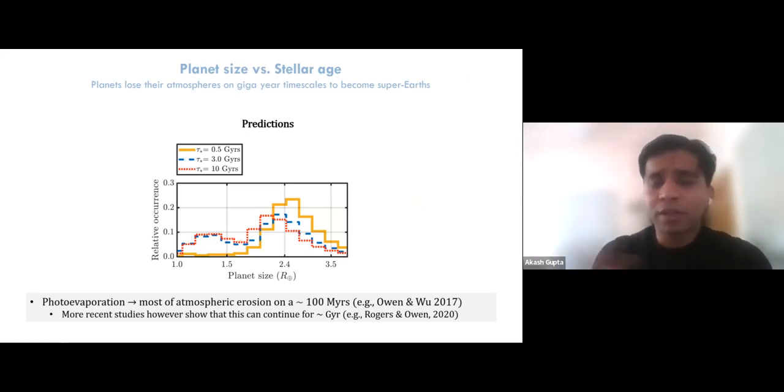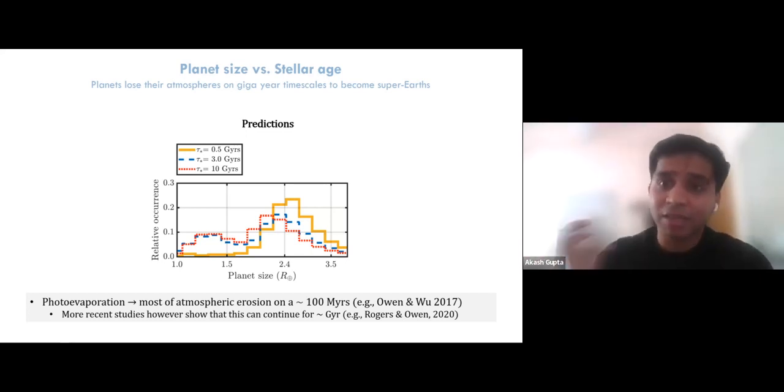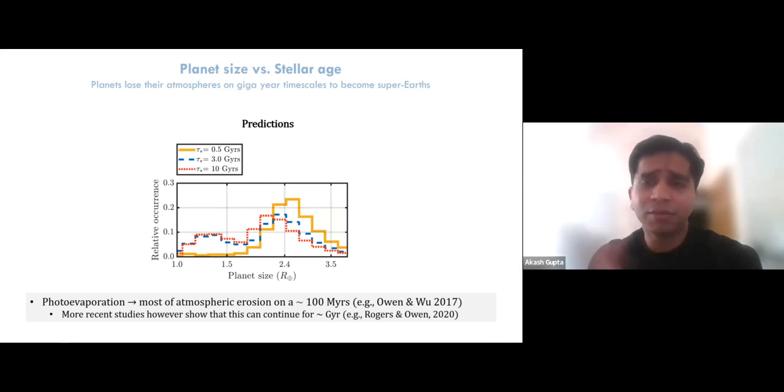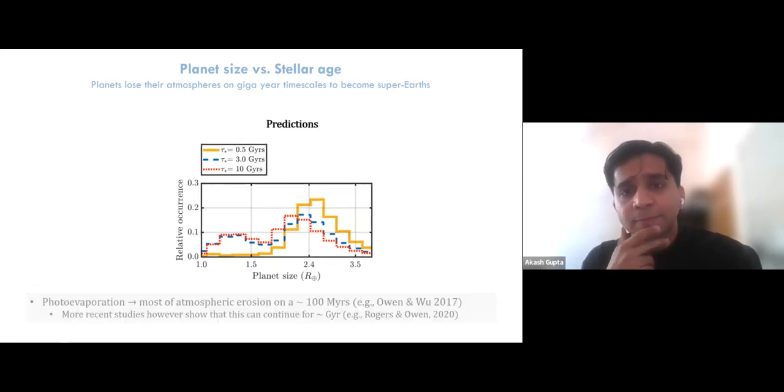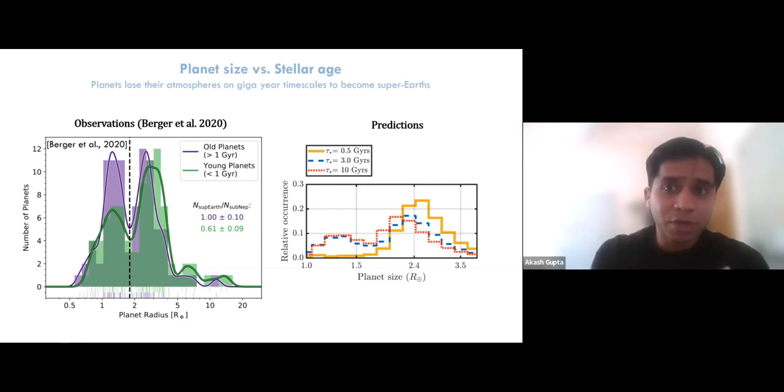This was in sharp contrast to photoevaporation predictions at the time, because most of the atmospheric erosion under photoevaporation theory is expected within the first 100 million years. That being said, the view has changed since. In any case, this was later observed by Travis Berger and his collaborators in 2020, and that is exactly what you're seeing here.